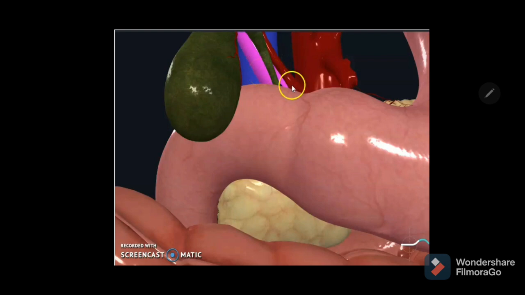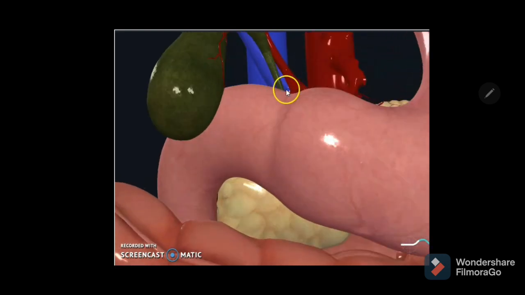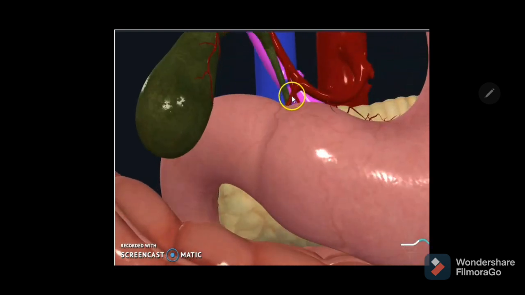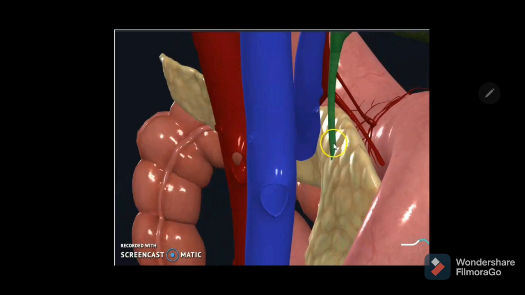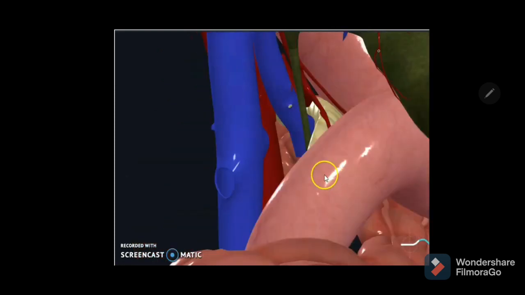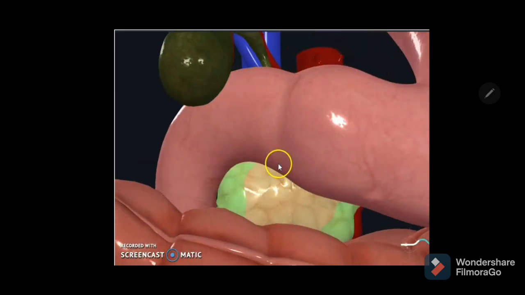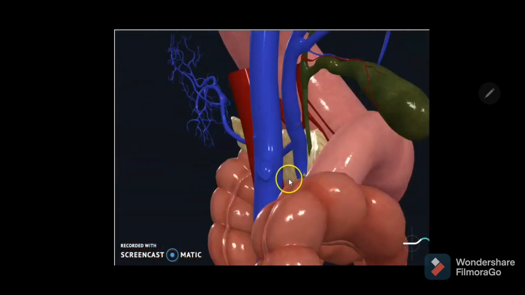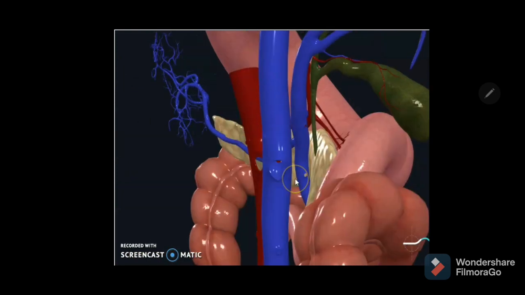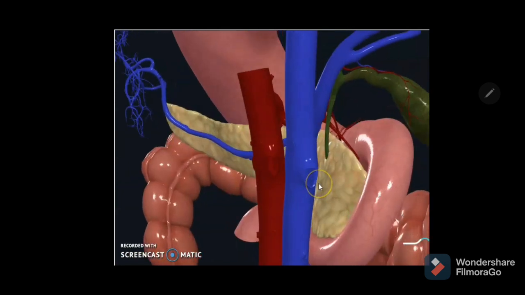And as you go below the first part of the duodenum, you are going to see the infraduodenal part related anteriorly to the head of the pancreas. You can see that this is the infraduodenal part of the common bile duct. It enters behind the head of the pancreas and joins with the main pancreatic duct. They both enter separately and join and form a dilatation before opening, that is the ampulla of Vater.